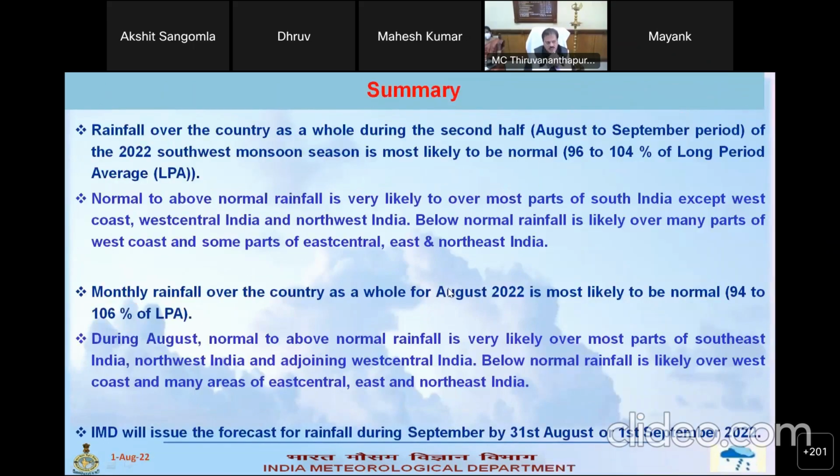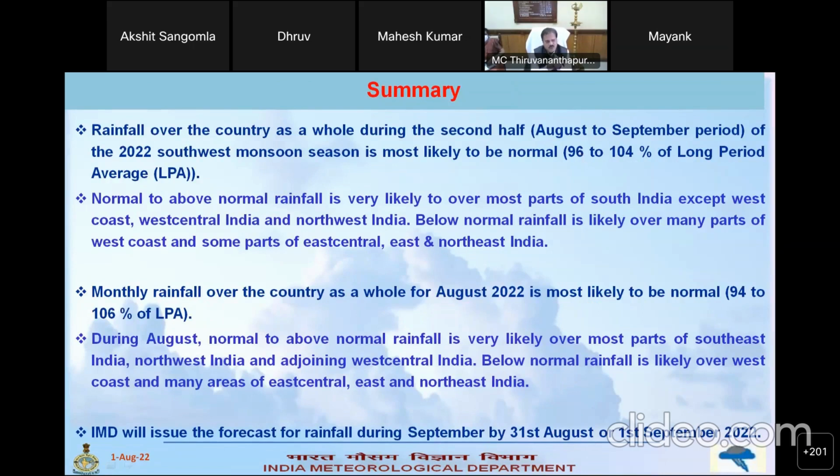Now I'll go to the summary. The summary is that rainfall over the country as a whole during the second half of the season, that is August plus September, is expected to be normal. Please excuse me, this is wrongly written. It will be 94 to 106%. It is not 96 to 104. It will be 94 to 106%.